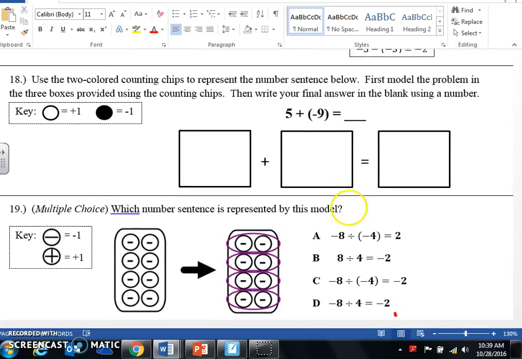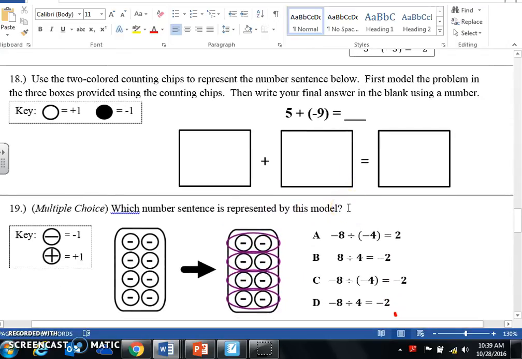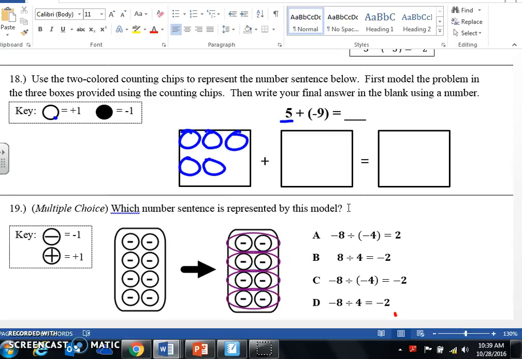Okay, so it wants you to actually fill in using the checkers. So if I look back at the key, I have a +5. So the positive or the white. So I just go 1, 2, 3, 4, 5. Okay. Plus a -9. So -9 are the black ones. So I just got to do 1, 2, 3, 4, 5, 6, 7, 8, 9. Okay. And then it says equals.